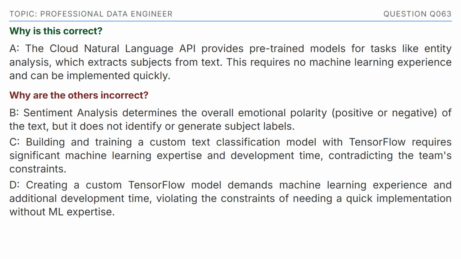Why are the others incorrect? B. Sentiment analysis determines the overall emotional polarity, positive or negative, of the text, but it does not identify or generate subject labels. C. Building and training a custom text classification model with TensorFlow requires significant machine learning expertise and development time, contradicting the team's constraints. D. Creating a custom TensorFlow model demands machine learning experience and additional development time, violating the constraints of needing a quick implementation without ML expertise.